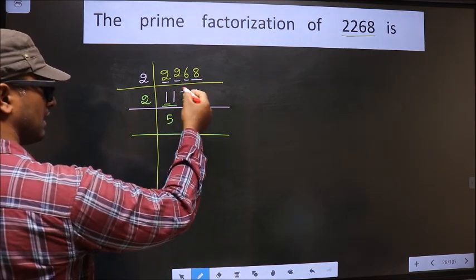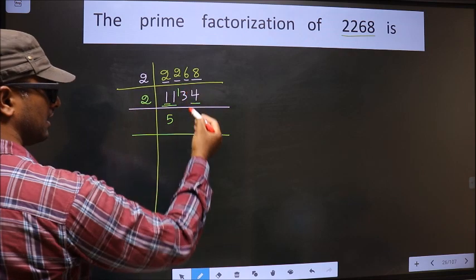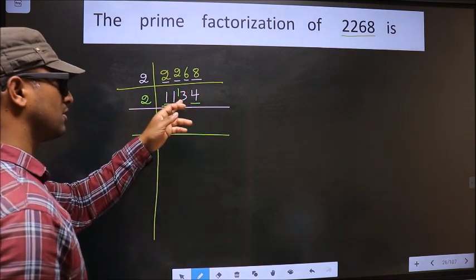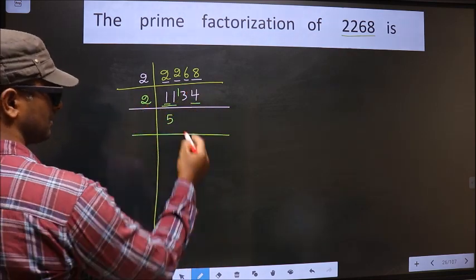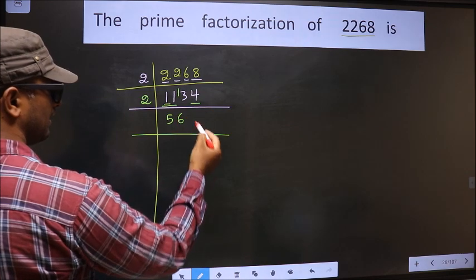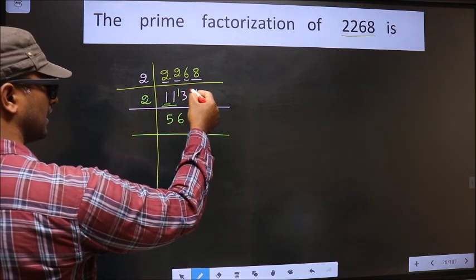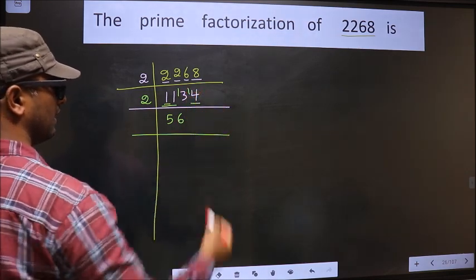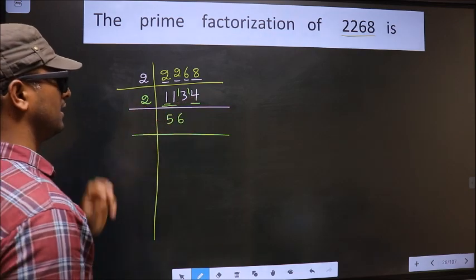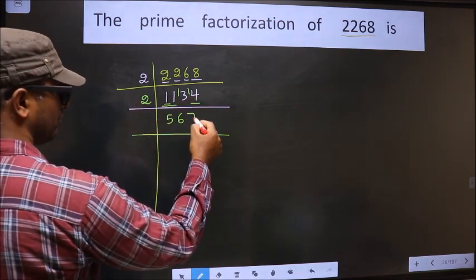11 minus 10, 1, 1 carried forward making it 13. A number close to 13 in 2 table is 2, 6, 12. 13 minus 12 is 1, 1 carried forward making it 14. When do we get 14 in 2 table? 2, 7, 14.